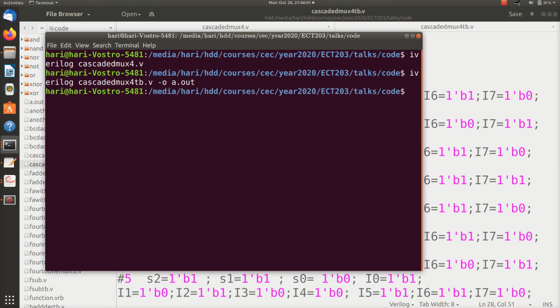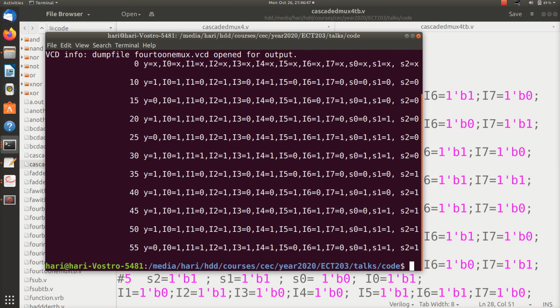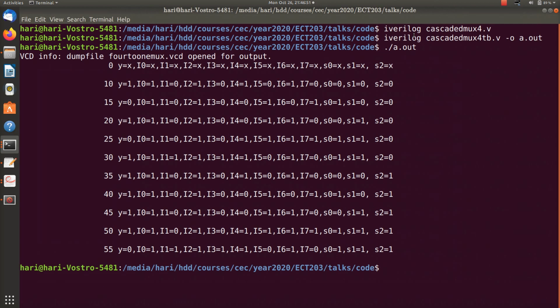Now this also compiled without any error. So this is a.out. Now you can see that this is how it behaves. Now when we say this has to behave like an 8:1 multiplexer, when S2, S1, S0 is 0, 0, 0, I0 should come out.